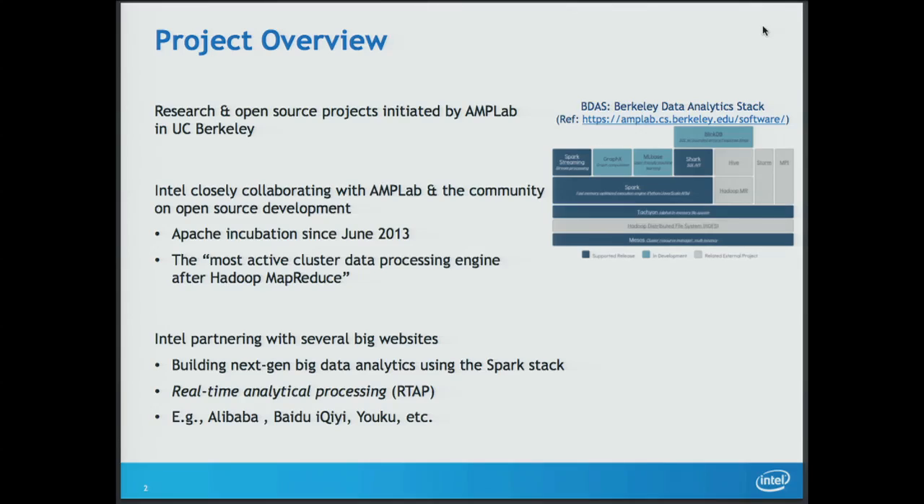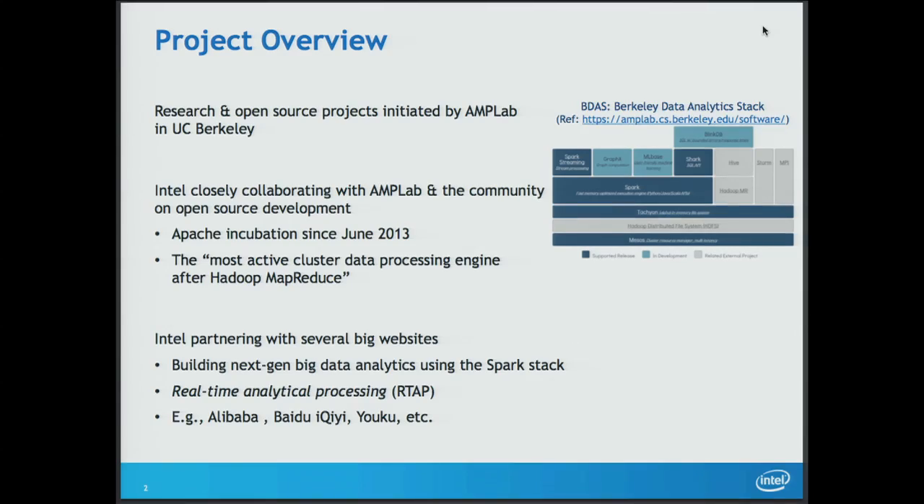The Spark Stack went into Apache incubation this June, and by the statistics, it is the most active cluster data processing engine after Hadoop MapReduce. In addition, we at Intel have been collaborating with many big websites, especially some very large websites in China, such as Alibaba, Baidu, Youku, and so on, to build next generation big data analytics applications using the Spark Stack, which we believe represents a general trend toward real-time analytic processing.